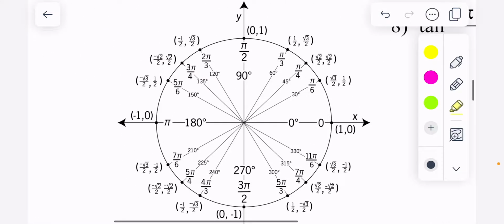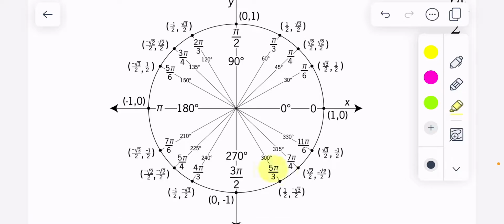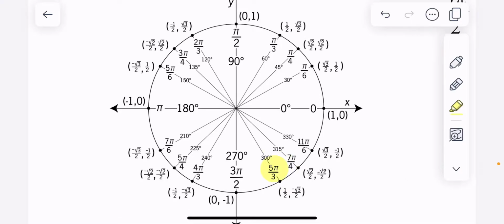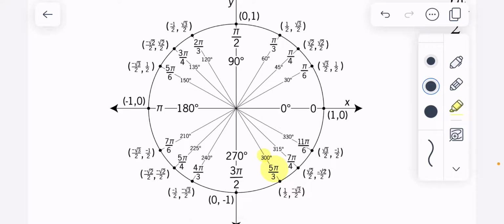So when I'm looking for 5 pi over 3, I can find 5 pi over 3. Oops, that was really big. But also whatever is next to it, that angle next to it is also the same thing. So that 300 degrees and 5 pi over 3 are the same thing. One is in radians, the other is in degrees. So we can see these points here underneath that are correlating to that point. So at 5 pi over 3, I have 1/2, square root of 3 over 2.